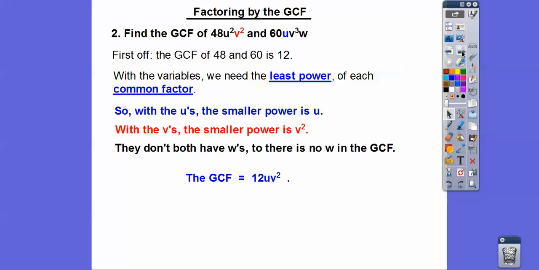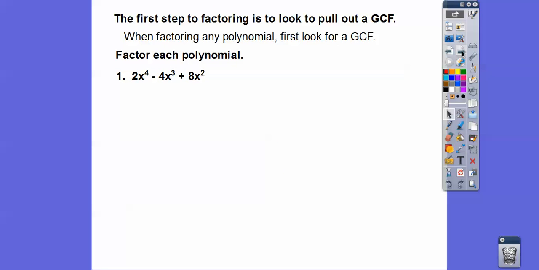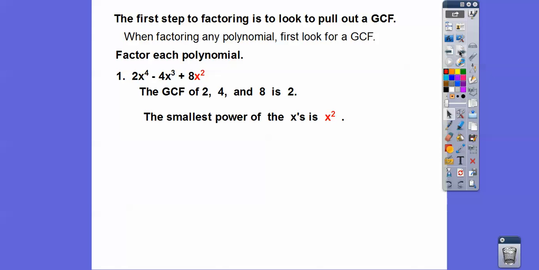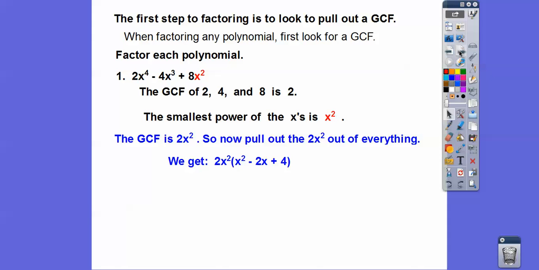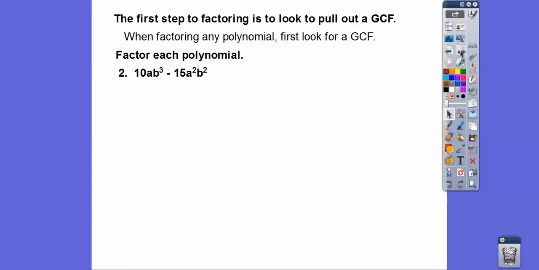All right, easy. Now, the first step of factoring is to pull out a GCF. So here, let's factor this. I can pull a 2 out of all of these, and the smallest power of x comes from that, so we'll pull a 2x squared out. When we pull that out, we should be left with this. To check, just redistribute the 2x squared through, and it'll take you back to the original problem. Everybody's done that before. Let's try it with this one.